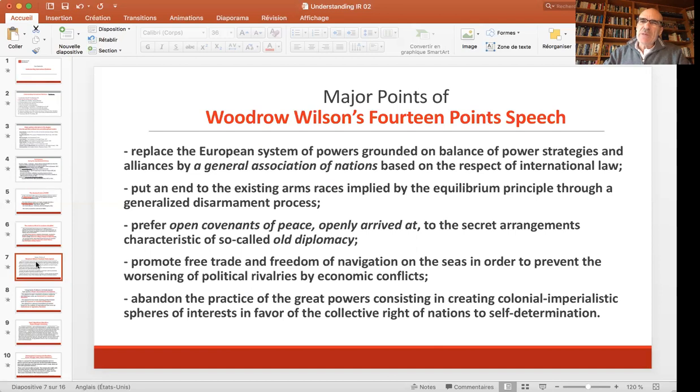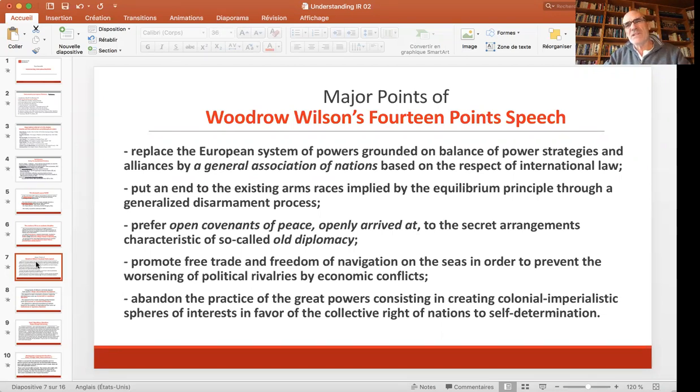This 14 points speech concerned some detailed points regarding the concrete organization of the post-World War I world, notably how to find solutions to territorial disputes, for instance, between Italy and the newly created Yugoslavia. But among these 14 points, there were 5 major general points, summing up the Wilsonian or idealist vision of how the post-World War I international order should be organized in order precisely to prevent a new world war from breaking out. These 5 major points are the following ones.